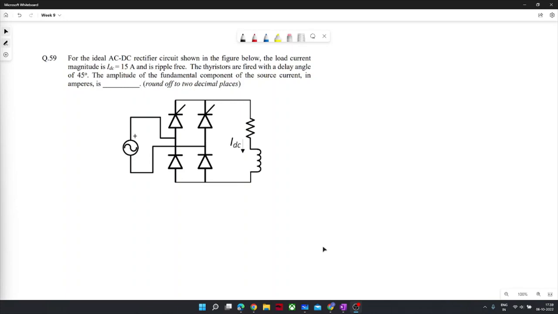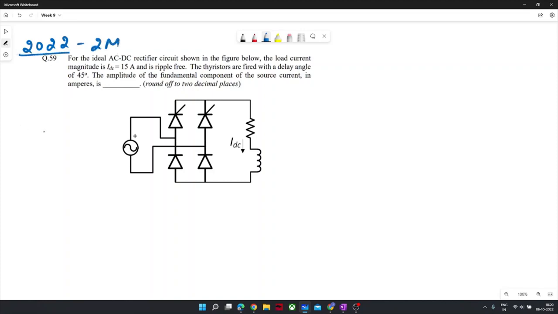So I hope my screen is visible. To begin with, I will take one problem on rectifier. In the last session also, I took one problem from rectifier. Here we need to compute the fundamental component of source current. This problem was asked this year only, 2022, for 2 marks.